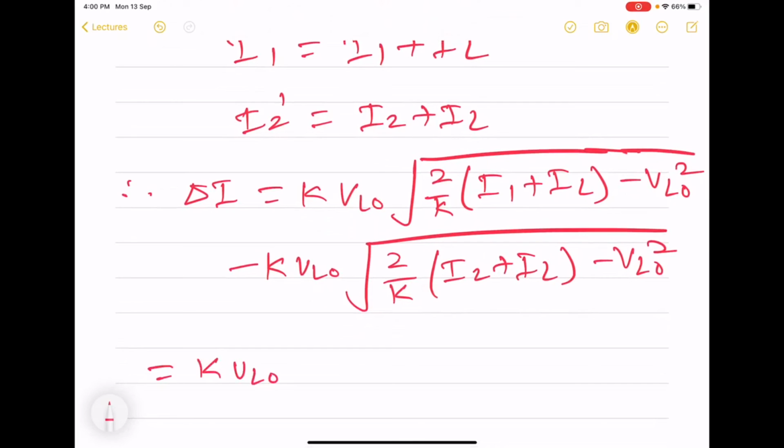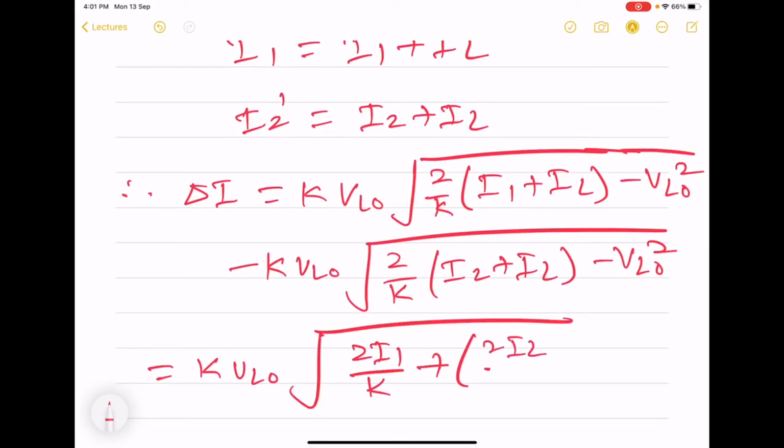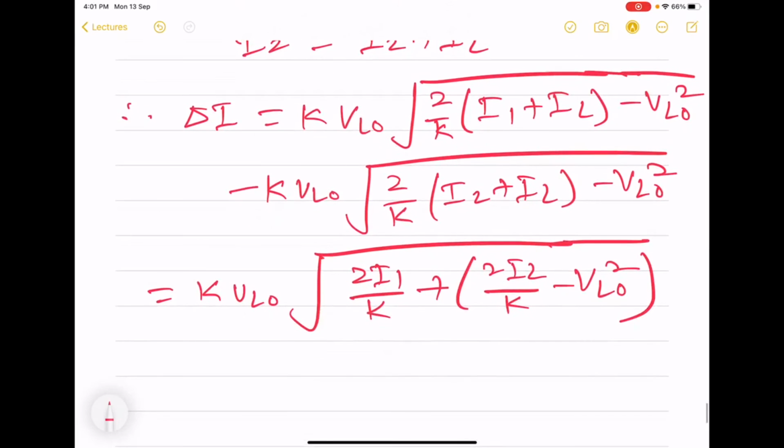So K VLO into square root of 2 I1, the older current, plus K plus 2 IL by K minus VLO square. So we have added this so that we can cancel out this VLO square term, which is under the square root. And it is this term which was preventing us from getting the exact expression.